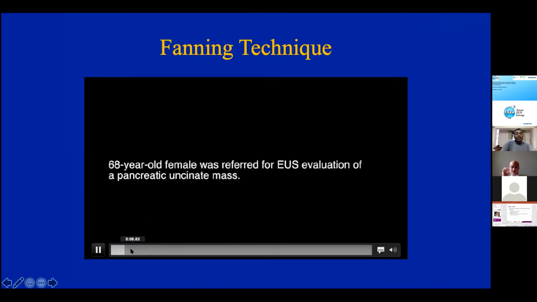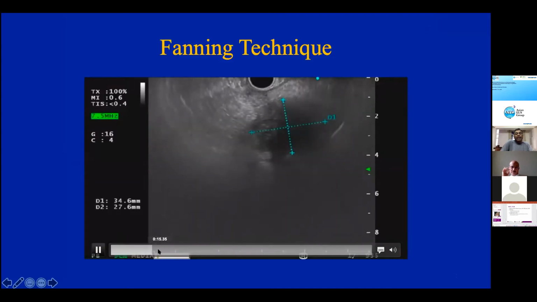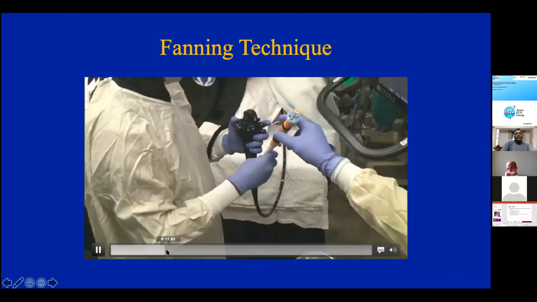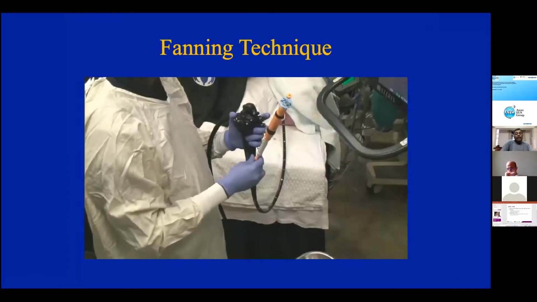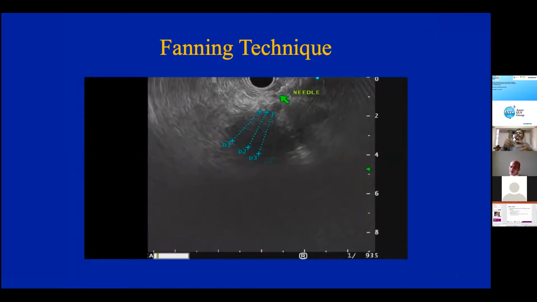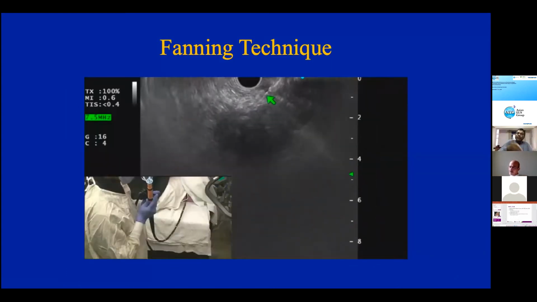And here is a simple example of a 68-year-old patient referred for a pancreatic uncinate mass. There is a lesion that is about 2.5 centimeters. Here we are using the fork tip needle, also called the SharkCore needle, manufactured by Medtronic. You can see us moving the needle into 4 different quadrants, and usually we prefer to pass the needle 4 different times in each quadrant.